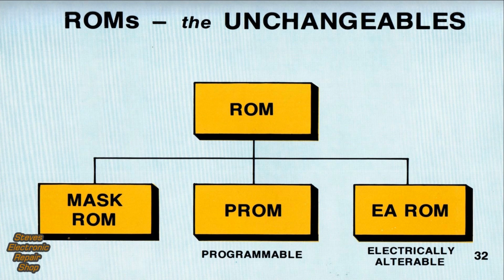ROMs, the unchangeables. In normal use, the ROM can only be read from, never written into. Basically, there are three types of ROMs: the mask ROM, the PROM, which stands for Programmable ROM, and the EROM, an electrically alterable ROM. You may hear the EROM referred to as an EPROM, but no matter, they're one and the same. Let's look at each of these in more detail.